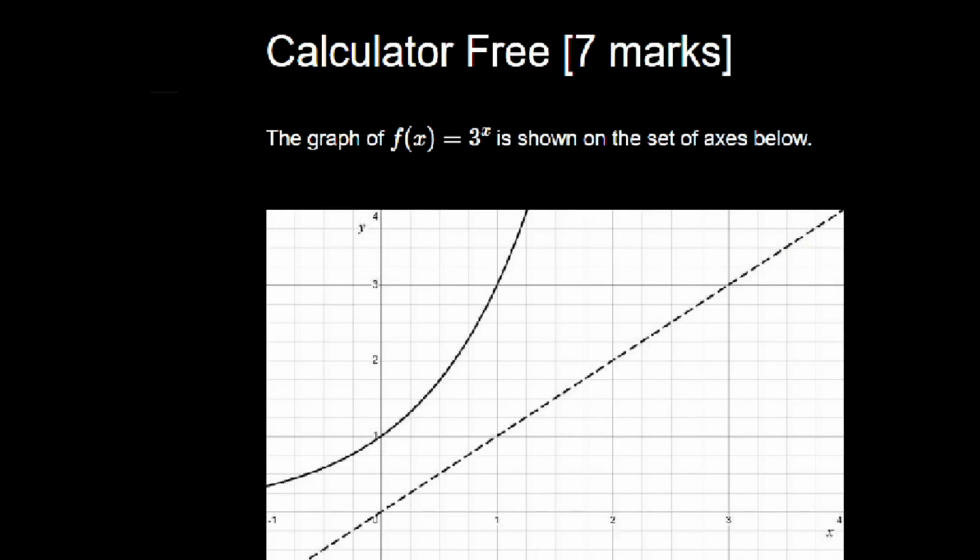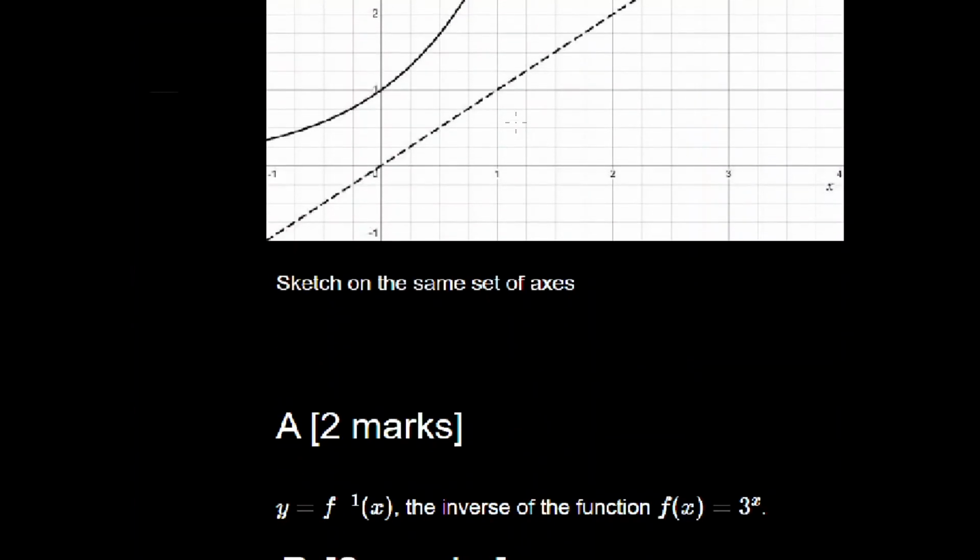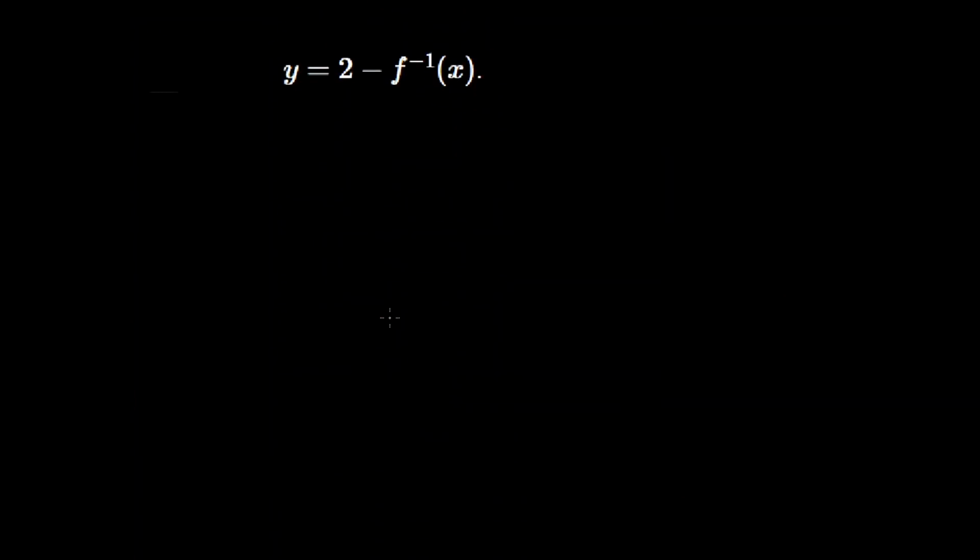Here we have a question that gives us the graph of 3 to the power of x. And so we can see that graph in the black line here. And what we're asked to do first of all is to plot the inverse of this function. So I'm going to do some maths down the bottom, and we're going to get to what is the inverse. What is f minus 1 of x?